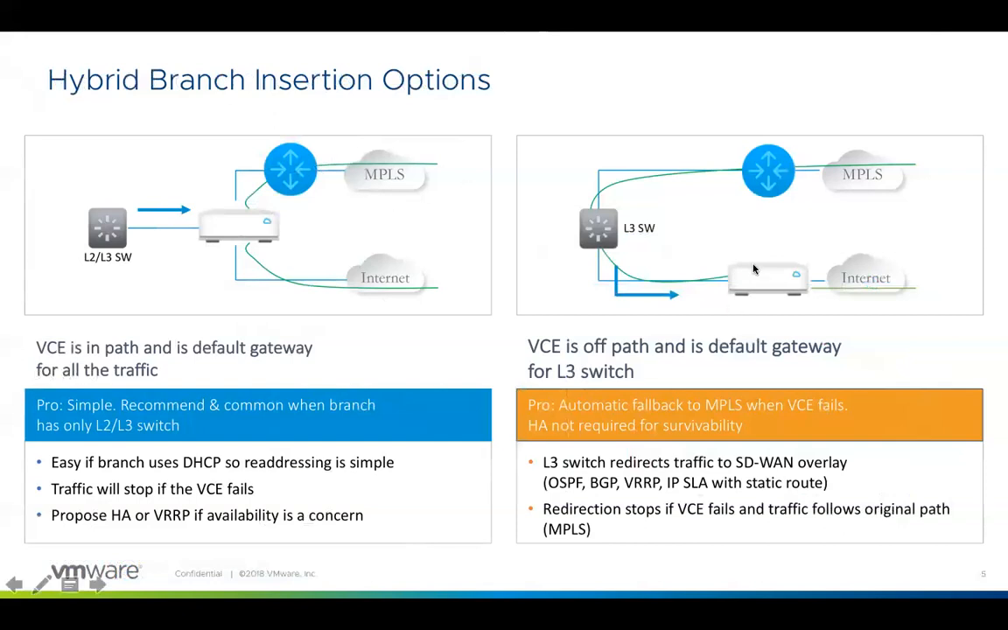On the right is where the VeloCloud Edge is placed off path, and the L3 switch remains the default gateway for the local LAN.